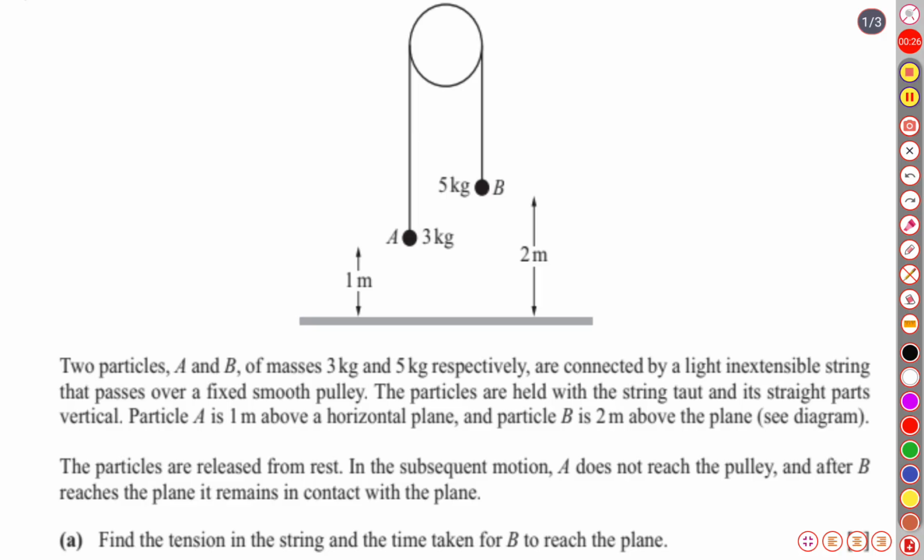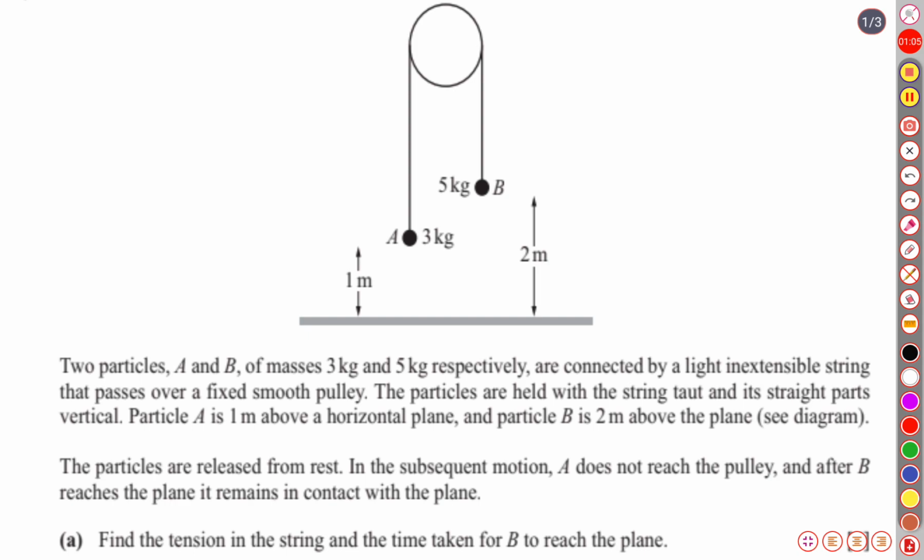B of masses 3 kg and 5 kg respectively are connected by a light inextensible string that passes over a fixed smooth pulley. The particles are held with the string taut and its straight parts vertical. Particle A is 1 meter above the horizontal line and particle B is 2 meter above the plane. The particles are released from rest.